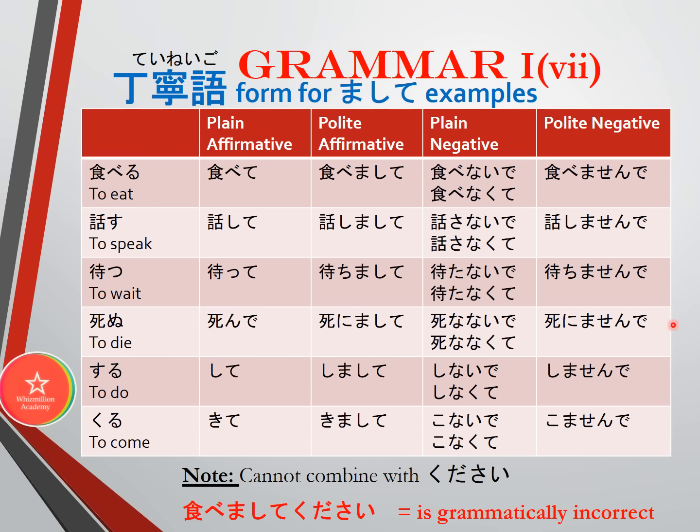Please note that this teine form of mashite cannot be used together with kudasai. So you can never say tabemashite kudasai. This is grammatically incorrect. You may say tabete kudasai. Whenever you use kudasai, you are asking somebody for help. And the best way to use kudasai is just the te form by itself. So tabete kudasai. Tabemashite kudasai is not allowed.